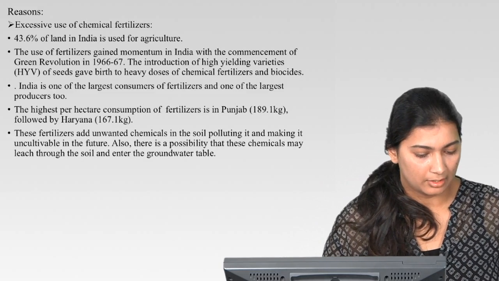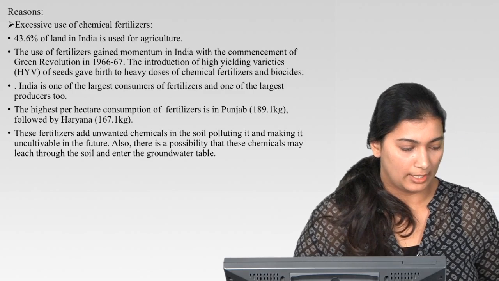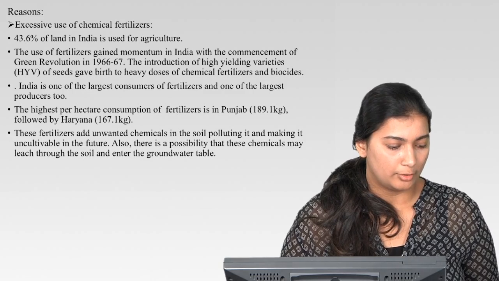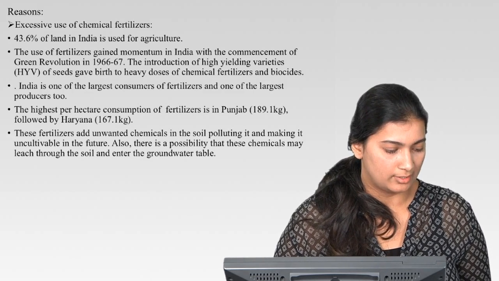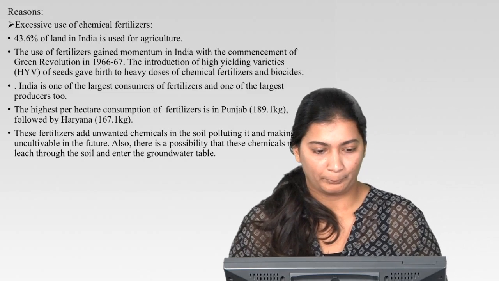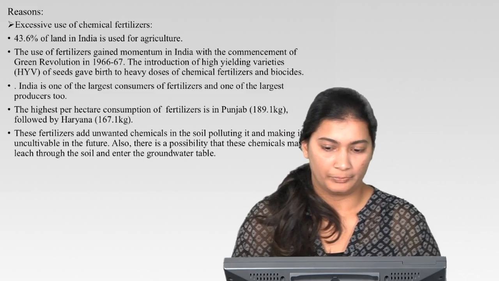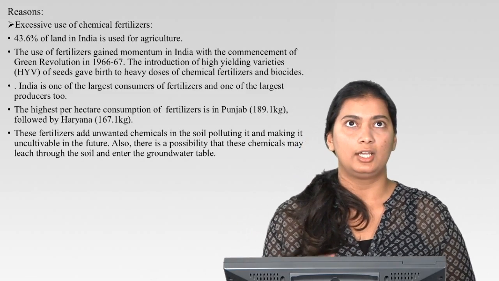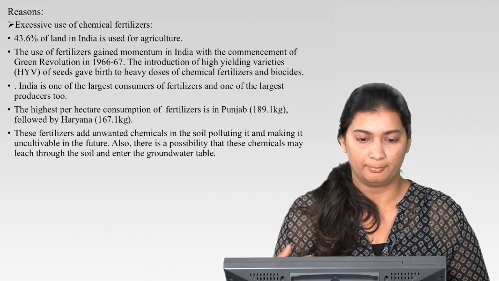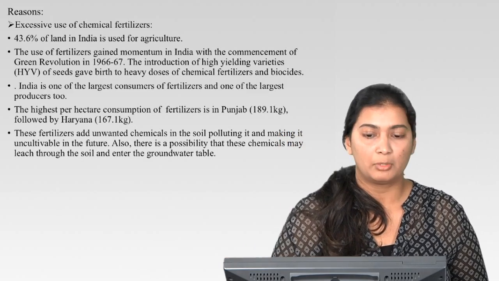The highest per hectare consumption of fertilizers is in Punjab, which is 189.1 kgs per hectare, followed by Haryana, which is 167.1 kgs. So that is quite a lot. And again, Punjab and Haryana are in the northern plains, as I showed you. That's where many of the people there are into agriculture.